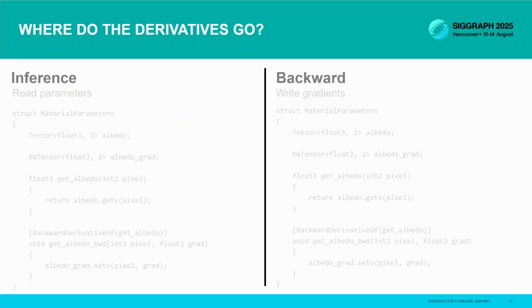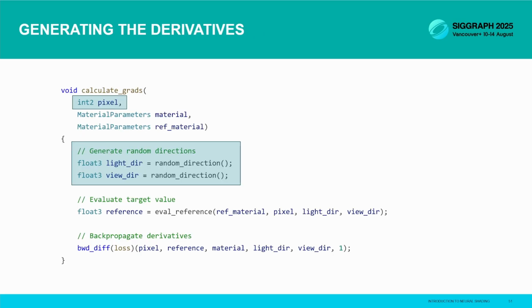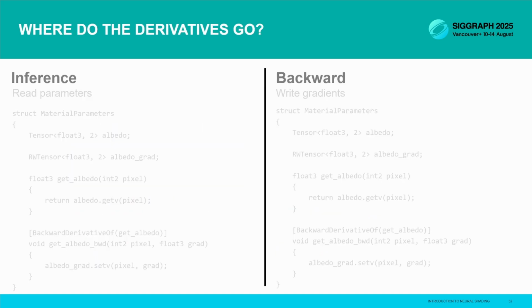We still need to resolve one mystery, though. When we call backwards diff, where do those derivatives actually go? They don't come out of this function at the bottom. There's no return value with the gradients. Well, there's no magic here.